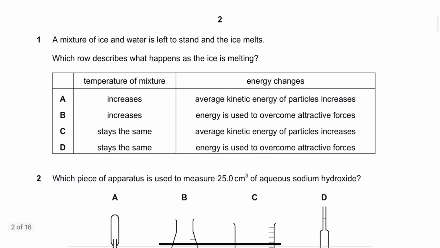So now, question 1 says a mixture of ice and water is left to stand and the ice melts. Okay, and it says which row describes what's happening as the ice is melting. So it wants you to describe what is happening when the ice is melting, and you've been given temperature of the mixture and energy changes.